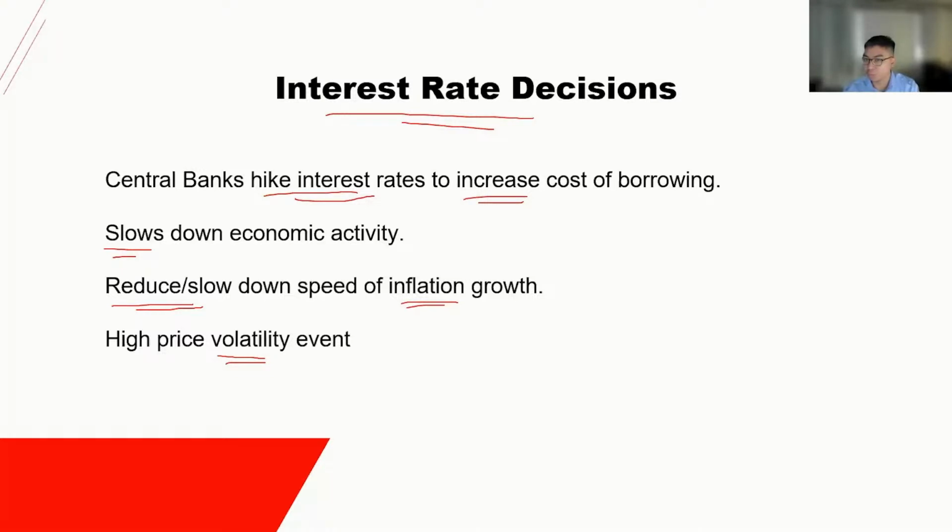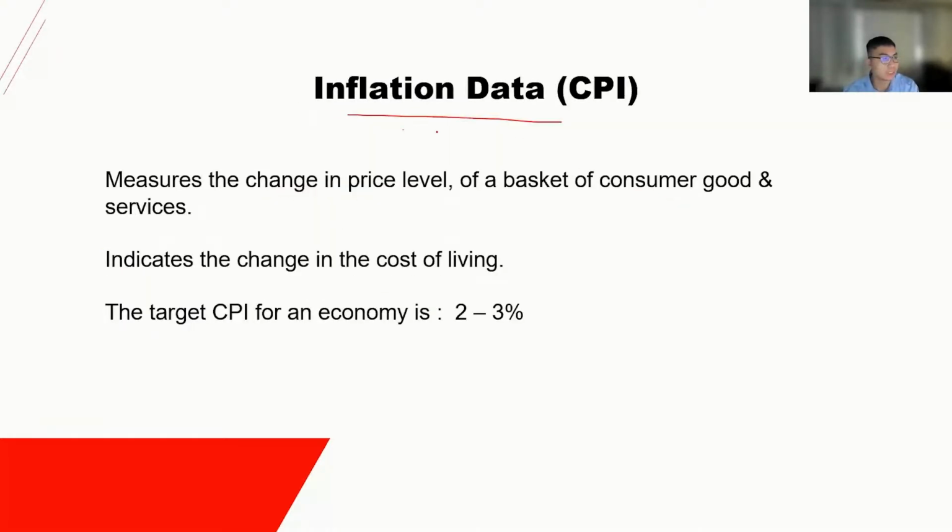Okay, let's move on. So the inflation data, the CPI. The consumer price index actually measures the change in price level, indicates the change in the cost of living, and the target CPI for the economy is 2 to 3%. So please note this down. This is very, very important.